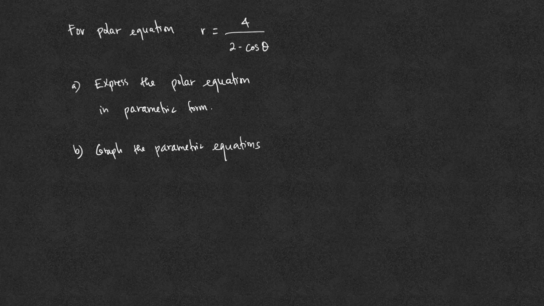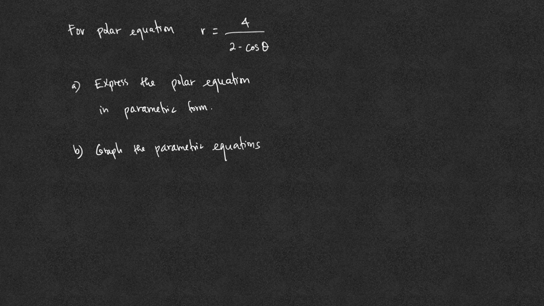For the polar equation r equals 4 over 2 minus cosine theta, express the polar equation in parametric form. Then use a graphing device to graph the parametric equations found in part A.